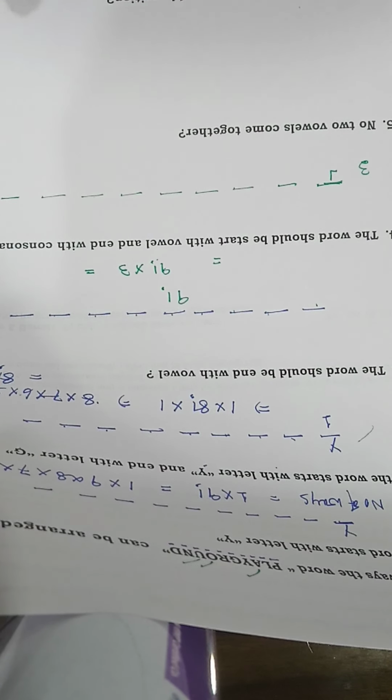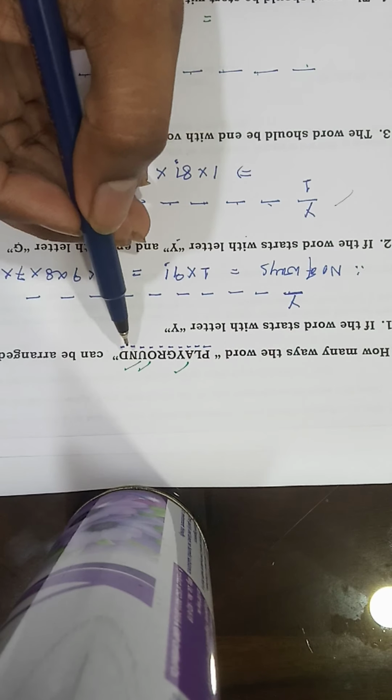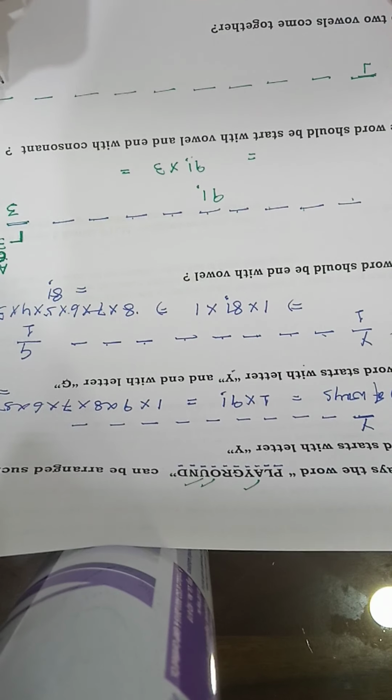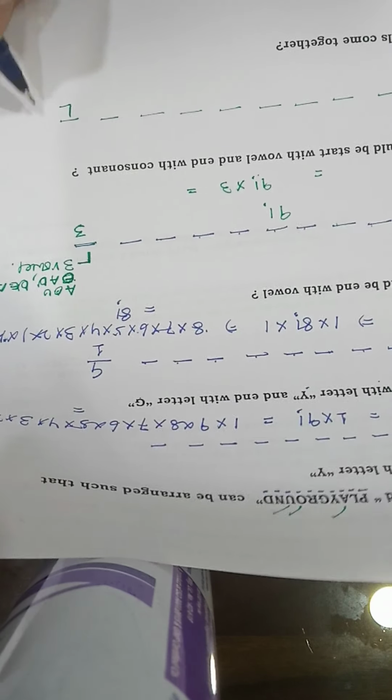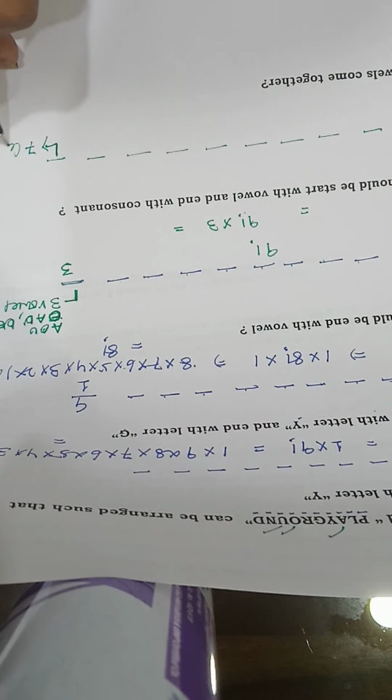Then how many consonants are left? Of course, there are 10 letters. Among the 10 letters, 3 are vowels. So 7 are left, which are consonants. So we can write here the 7, as consonants. This is 7 consonants.